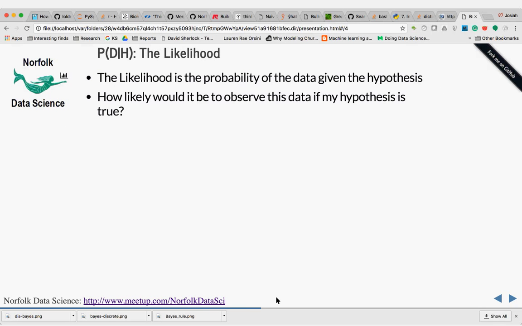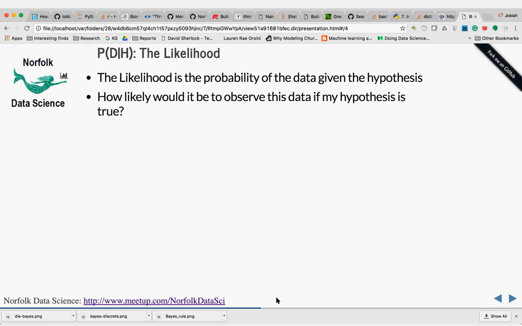The likelihood is the probability of the data given the hypothesis, so how likely would it be to observe this data if my hypothesis is true? So saying that given the study that I've done on the room and male versus female, with 60% male, then the observation that I see, or the data point, is I observe a female, how likely is that?